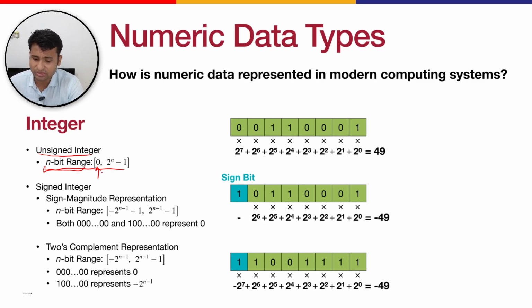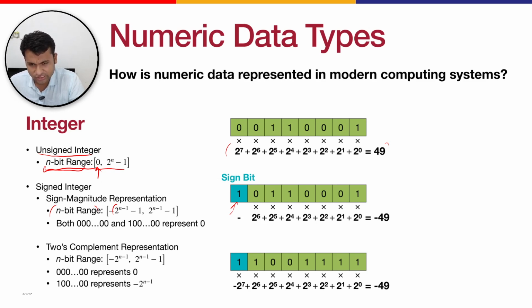But there is a huge issue in this: how do you represent negative numbers? This is a typical example of an n-bit signed integer. We say, let the first bit represent the sign bit. So the n-bit range is from minus 2 raised to the power n minus 1 to 2 raised to the power n minus 1, because from 2 raised to the power n we divide by 2, splitting it into half, for the positive half.